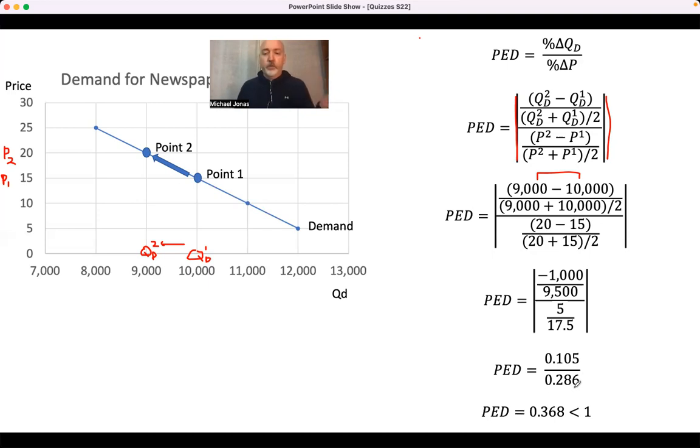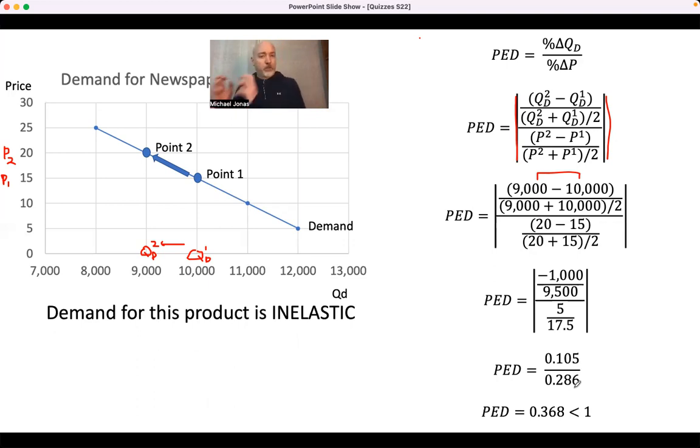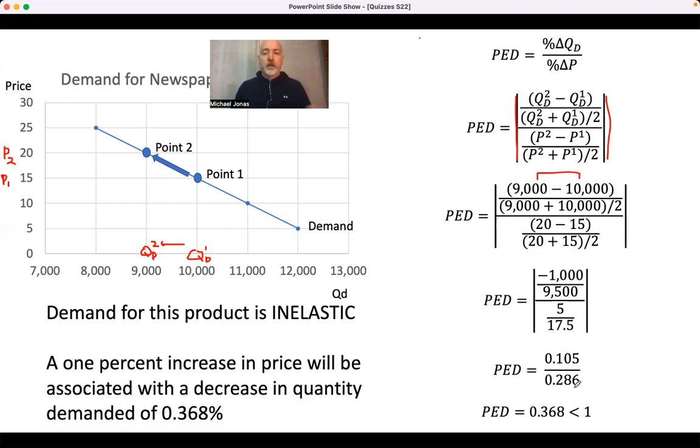That comes out to be 0.368, and for interpretation purposes, the first thing we notice is that's a number less than 1. That means our demand for this product is inelastic. The percent change in quantity is smaller than the percent change in price, giving us that ratio less than 1. And then the final step, like we said, is to be able to use this number in a sentence. We can think of this as the change in quantity due to a change in price. So a 1% increase in price, for example, would be associated with a decrease in quantity demanded of 0.368%, less than 1%.